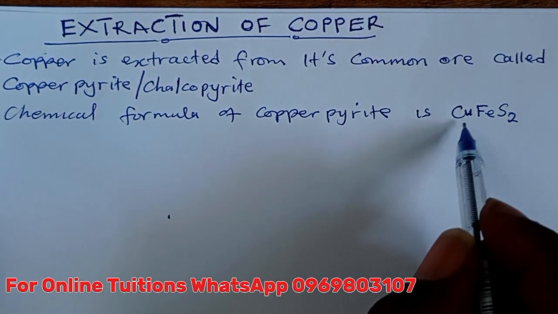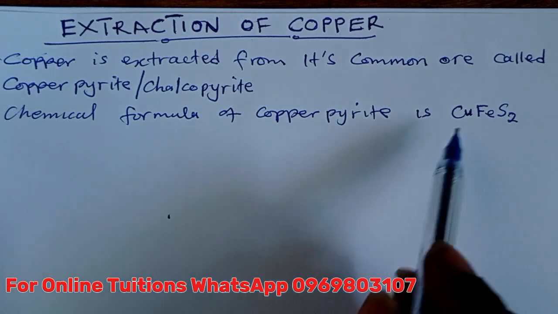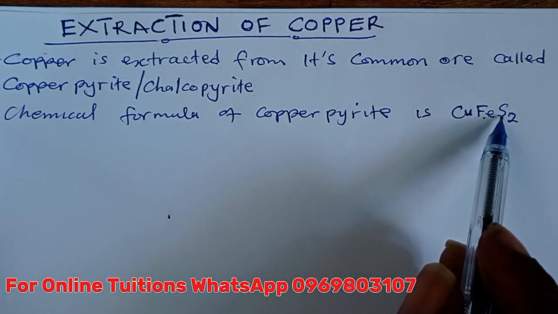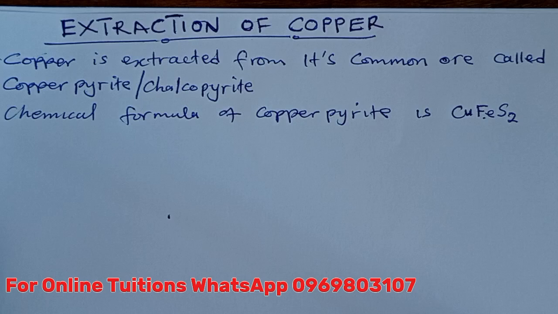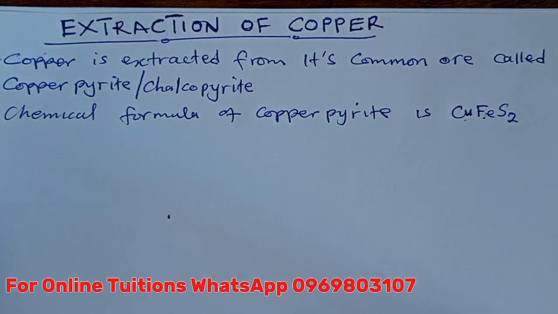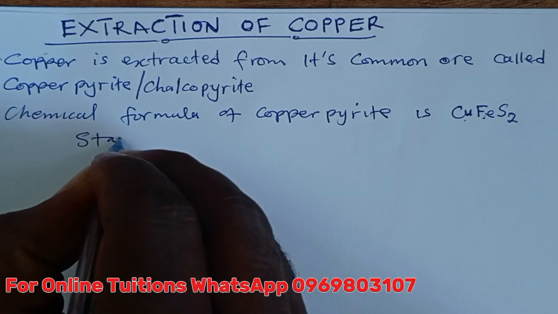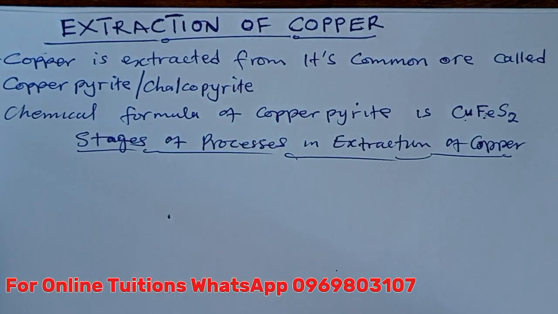This is the chemical formula of copper pyrite. Copper pyrite contains iron, sulfur, and copper. Remember that we are looking at the extraction of copper. So how can we remove copper from iron and sulfur? There are three stages in the process of extraction of copper.